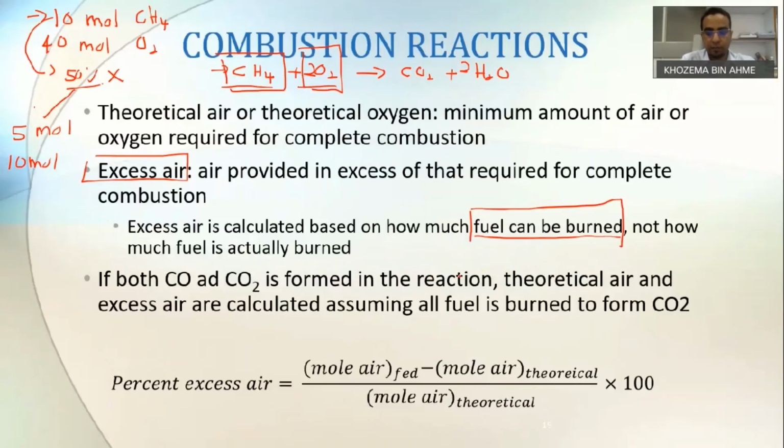So based on that, you will have to understand that this is what we will be referring to when we are calculating excess air. And the second thing is that if you have both CO and CO2 form in the reaction, meaning that we have a partial combustion reaction. So this is from partial, this is from complete combustion reaction. Theoretical air and excess air are calculated assuming all fuel is burned to form CO2.